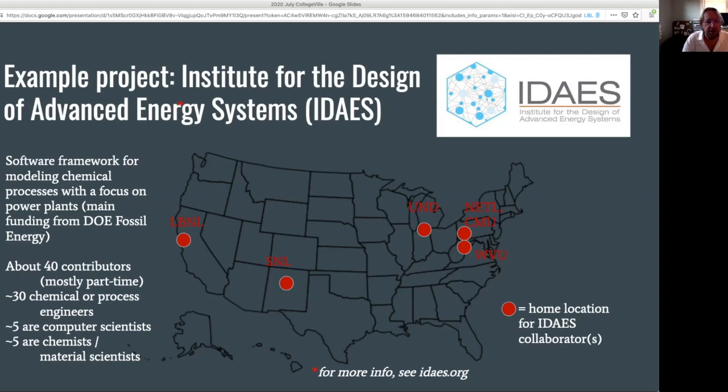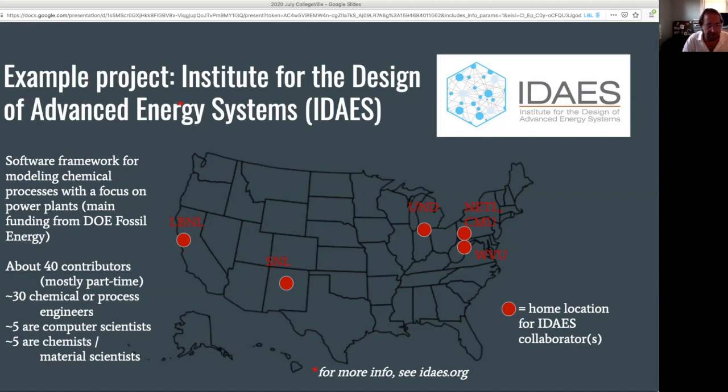The particular project that I'm going to go into details on is called IDEAS, which is the Institute for the Design of Advanced Energy Systems. What we're doing is developing a software framework for modeling chemical processes with a focus on power plants. The main funder behind this is the Department of Energy, Office of Fossil Energy. We've got about 40 different contributors. They're almost all part-time, which is an important thing I'll get to later. About 30 of them have a chemical or process engineering background. They do not have a software engineering background.